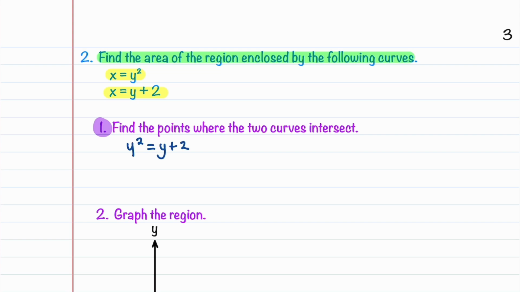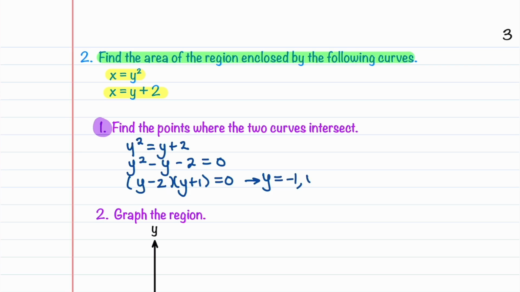Let's pull everything to the left, and we get y squared minus y minus 2 is equal to 0. We can factor this as y minus 2 times y plus 1 is equal to 0. And this gives us that y is equal to minus 1 and y is equal to 2.